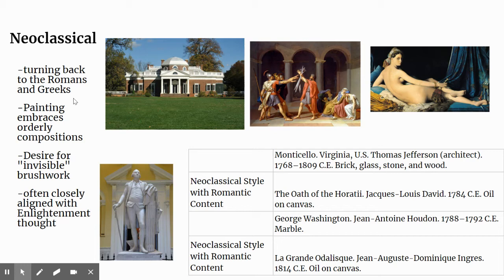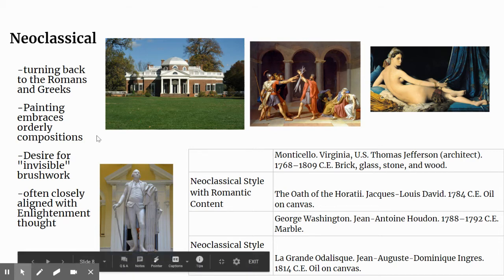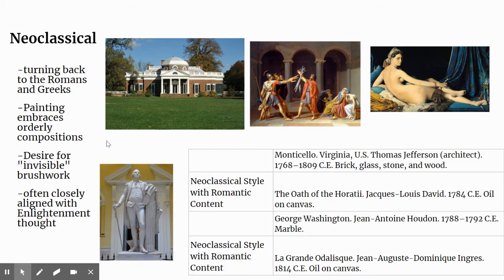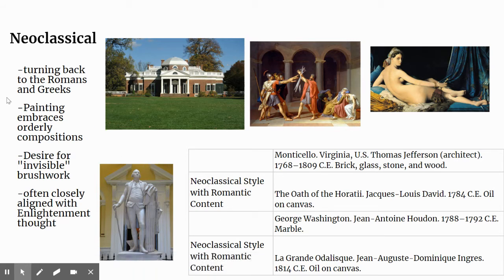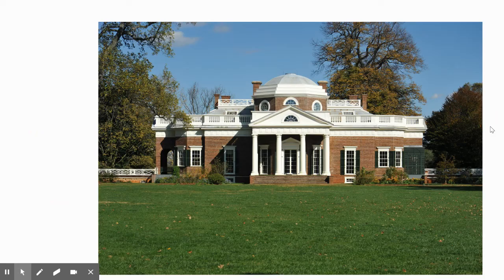You can't really even see the brush strokes. It's done so smoothly. And as I've already mentioned, it's often closely aligned with Enlightenment thought. I'll talk about romantic content, or what romanticism is at this time, a little bit later. It can have various meanings.